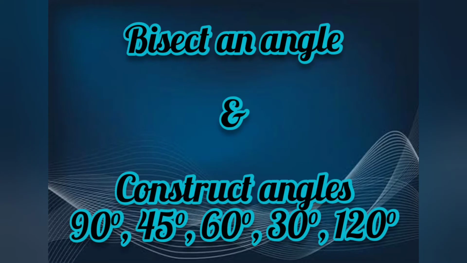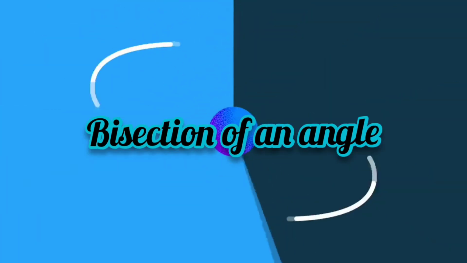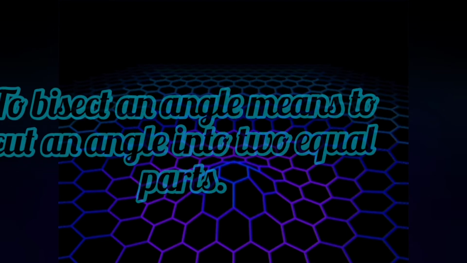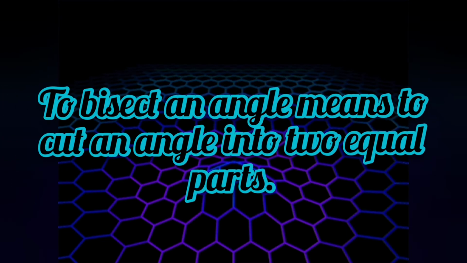In this video, you will learn how to bisect an angle and construct angles 90 degrees, 45, 60, 30, and 120 degrees. First, let's take bisection of an angle. So, what does it mean to bisect an angle? To bisect an angle means to cut an angle into two equal parts. Okay, here is how.